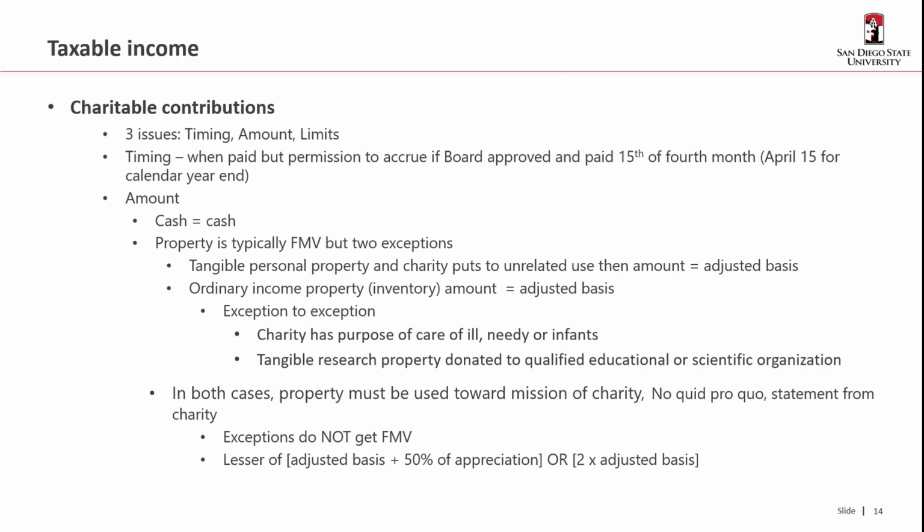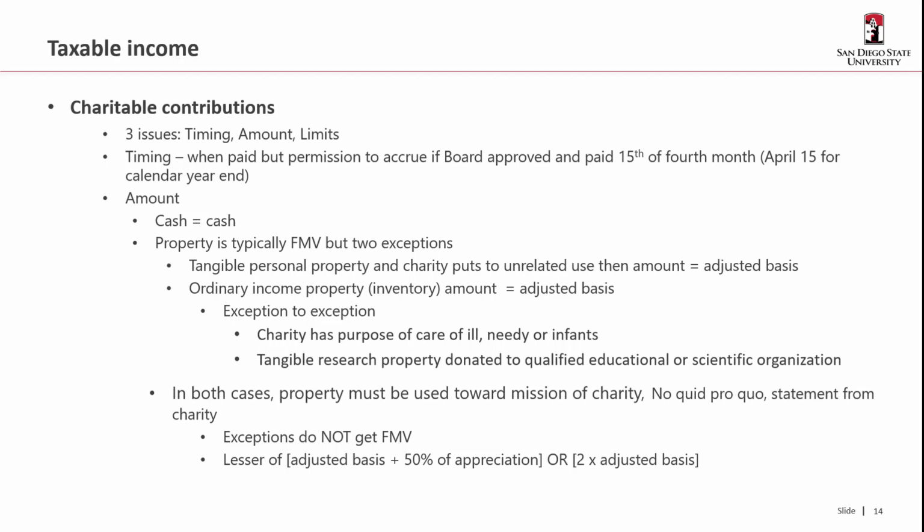Okay, if a corporation donates ordinary income property, and that is almost exclusively inventory, then it takes the value as the adjusted basis of the inventory. It does not take the market value. However, there is an exception to that exception. That exception says, okay, what if you donate inventory to a charity and the purpose of that charity is to care for the ill, needy, or infants, or that is tangible research property donated to a qualified educational or scientific organization.